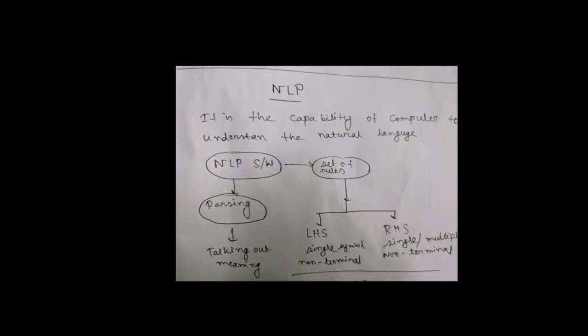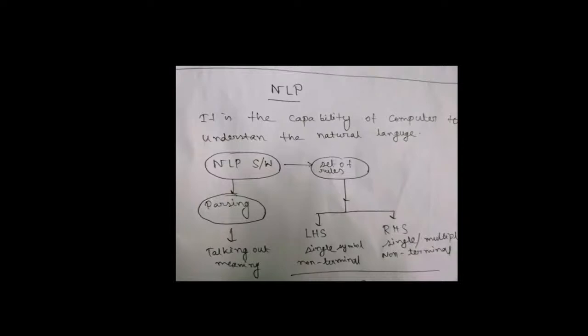Here we can see first we give the input to the NLP software. Then it goes to the parsing. Parsing actually means finding out what the sentence actually means. We will talk about it in detail later. And then it goes to the set of rules. Set of rules means the rules based on which we can make a composite sentence in any language.